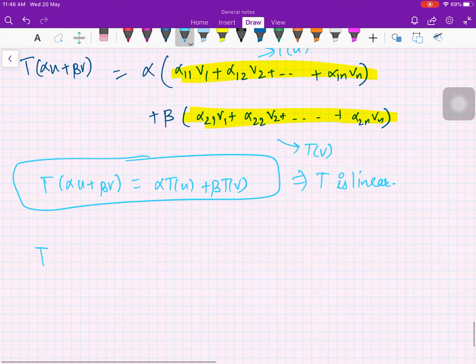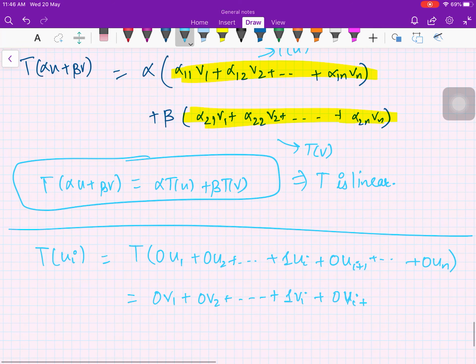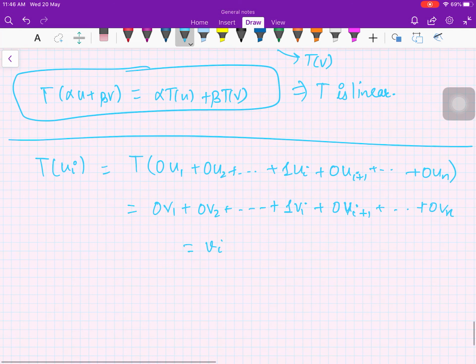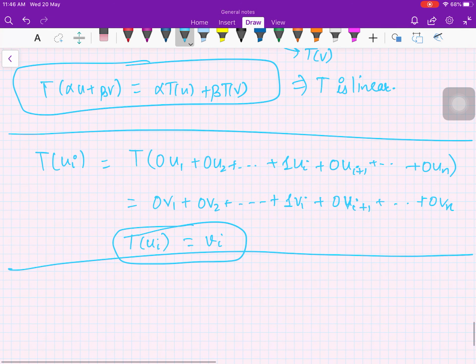Fine. Now you want to prove that T takes ui to vi. Now if you write ui, that will be T of 0 u1 plus 0 u2 plus so on 1 into ui plus 0 u(i+1) plus so on 0 un. So that is by definition 0 v1 plus 0 v2 plus so on 1 vi plus 0 v(i+1) and so on 0 vn. So this is vi. So you get T of ui is vi.